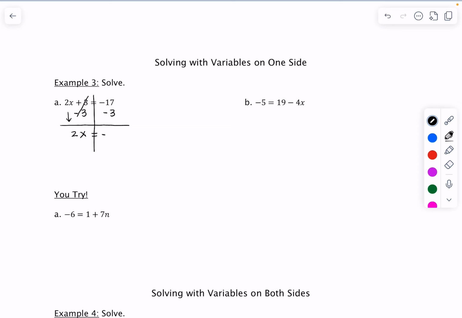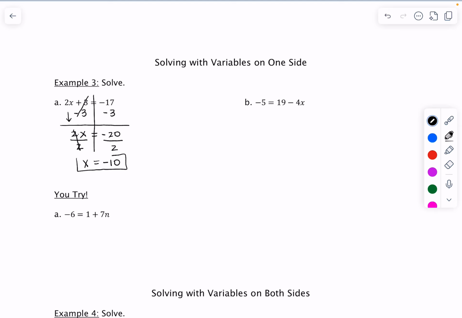Negative 17 minus 3 is negative 20. And then I want to get rid of that 2. And when I've got 2 and x mushed together, that's like an invisible multiplication sign. Opposite of multiplication is division. And I show that with a fraction bar. So on the other side, I'm also going to divide by 2. The 2's cancel out, and I'm left with x equals negative 10.